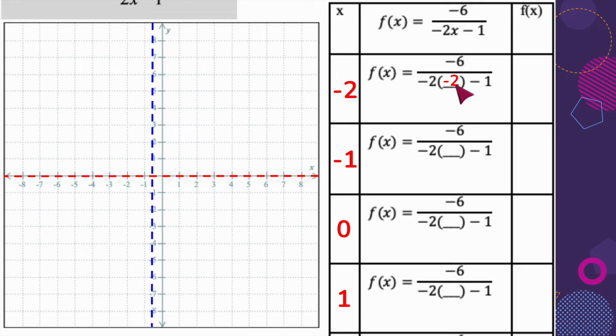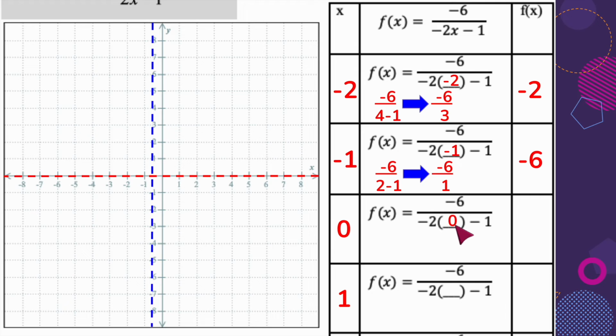So I'm going to plug in -2 for my first number. I have -6 divided by -2 times -2, which is 4, minus 1. So I get -6 divided by 3, which is -2. Now I'm going to plug in -1. So I get -6 over 2 minus 1, which is -6 over 1. Just get -6. I'm going to put 0 in here.